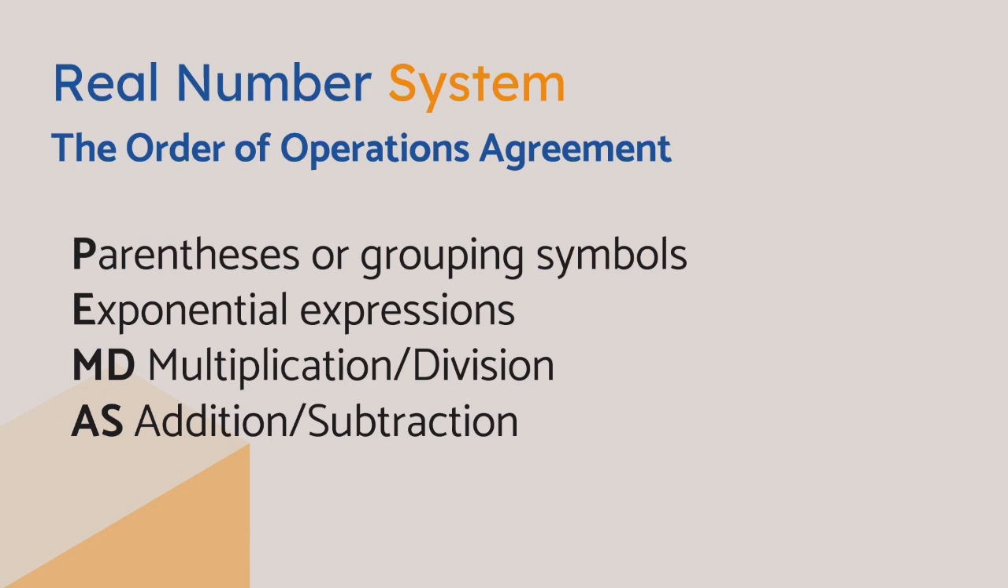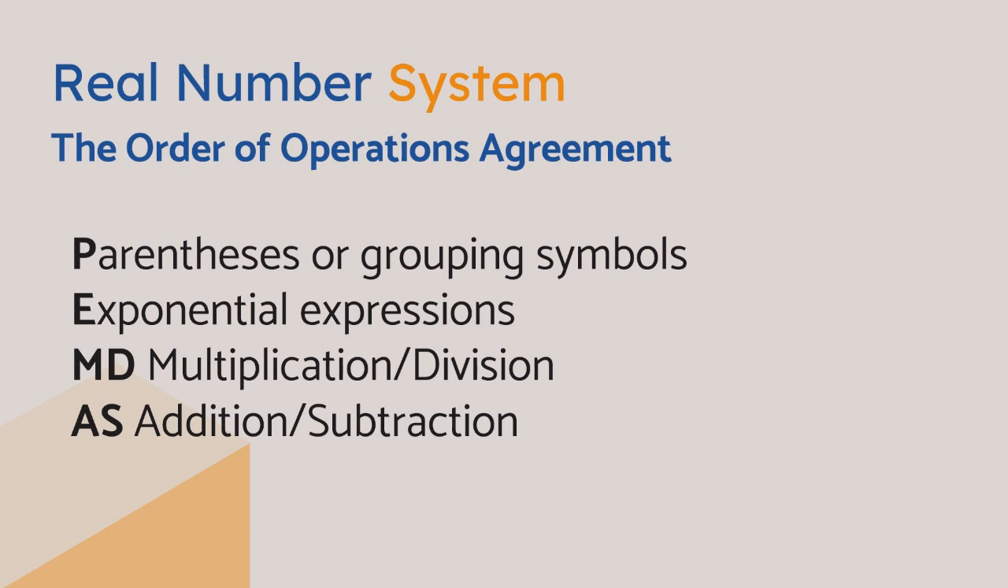You need to remember before we proceed that MD is placed on the same level and AS on the same level. That doesn't mean that since M is placed before D, you should do multiplication first before division, or addition first before subtraction. It doesn't go that way. The reason they're placed on the same level is that the rule is specific in saying you can perform division first or multiplication first depending on which comes first if you evaluate from left to right. That's why they're grouped together, the M and D and the A and S.